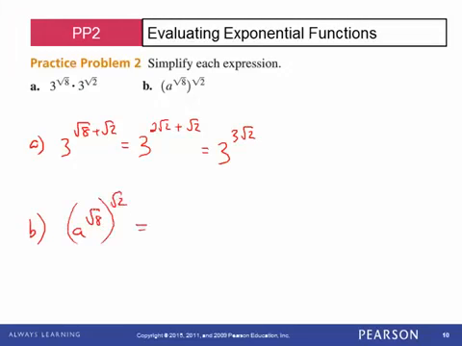For b, again, there's an exponent inside the radical and an exponent outside the radical. We're going to have to multiply those together. And in this case, it does reduce. Square root of 16 is actually just a 4, so it really just becomes a to the 4th power. Cool.